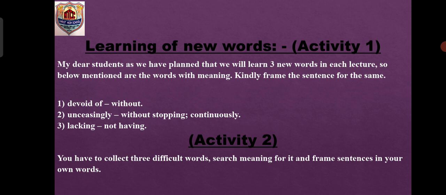Okay, so let's discuss the words. Devoid of means without, unceasingly means without stopping or continuously, lacking means not having. Okay, children, I want all these three words with their meanings, and for activity 2 three words with their meanings, and in total 6 sentences in your English notebook.